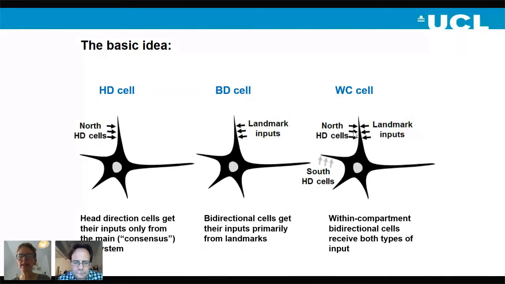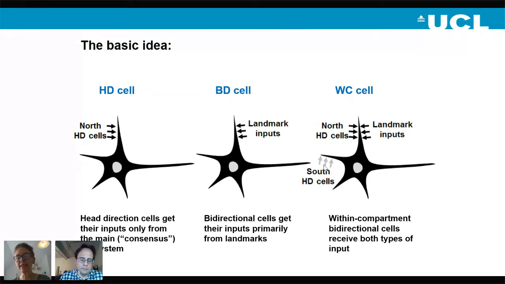Now, when the rat steps through the doorway and faces towards the landmark in the south compartment, the landmark inputs will still be active, but now the south head direction cells will be active because the rat is facing south. So the combination of landmark inputs and south head direction cells is going to strengthen these ones as well. And that means that the cell is now getting some south head direction cell inputs, and so when the rat faces south, it'll be driven to firing threshold as well.